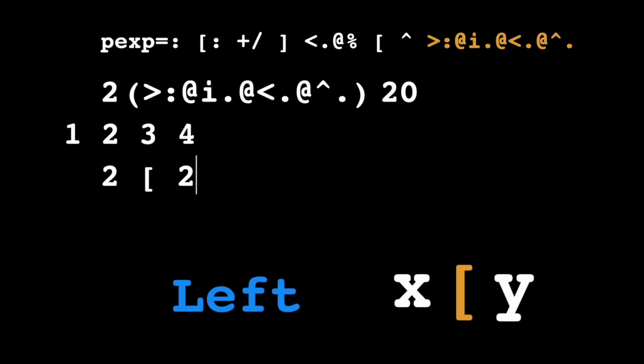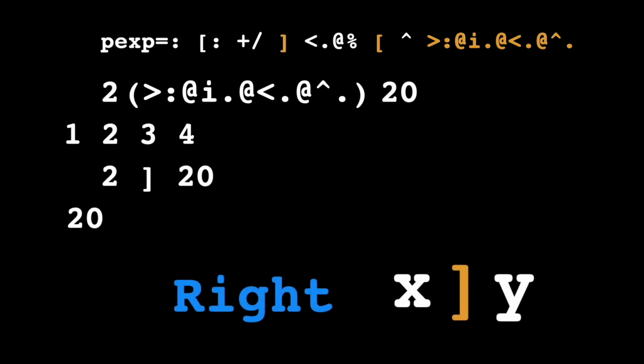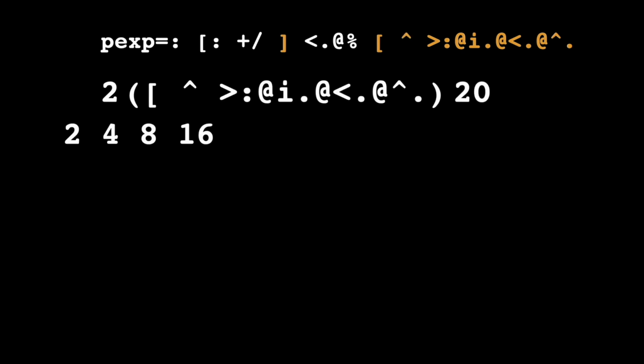The dyadic verb left returns the value of the left argument, which is 2 in our example. Similarly, the dyadic verb right returns the value of the right argument, which is 20. These are verbs often used to insert argument values into the flow of the J sentence. So the result of this code returns 2, 4, 8, 16 as the multiples of 2 less than 20.